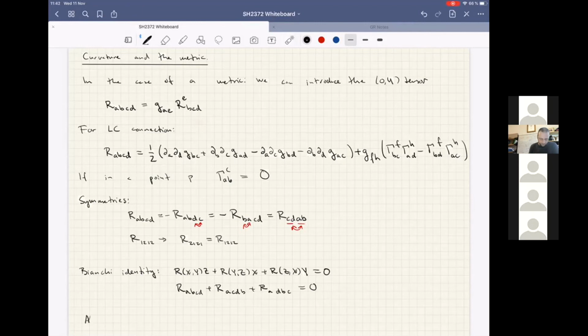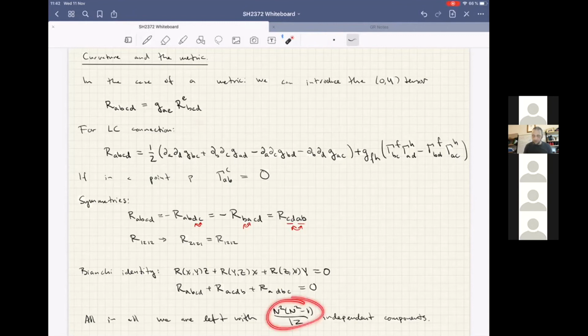All in all, we are going to be left with in general n squared times n squared minus 1 divided by 12 independent components of the curvature. So in essence, we only need to compute this number of curvature components. And then we will be able to express all other curvature components in terms of those.